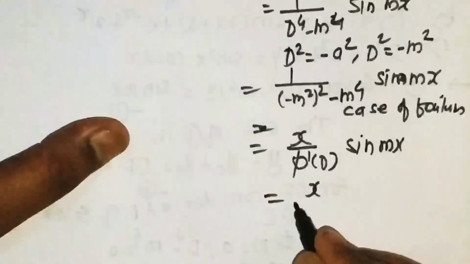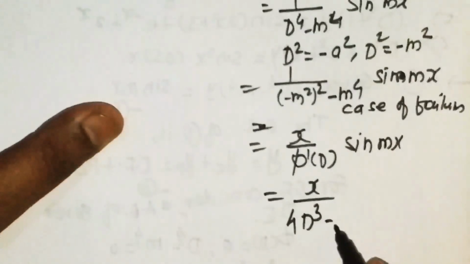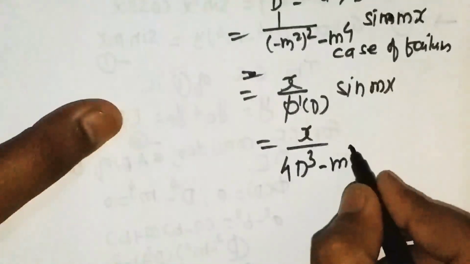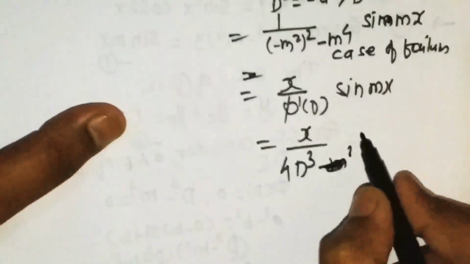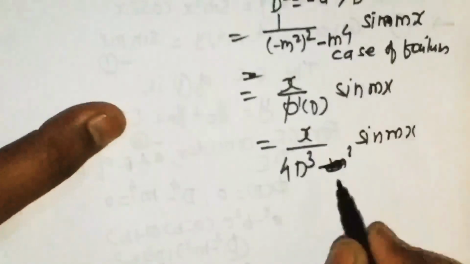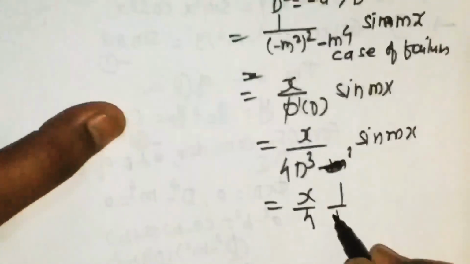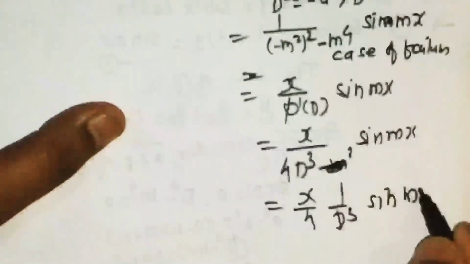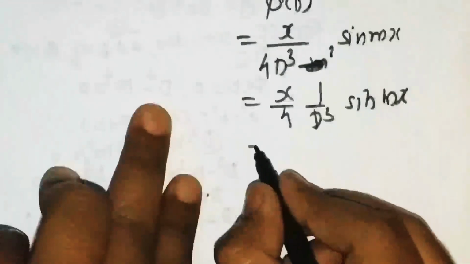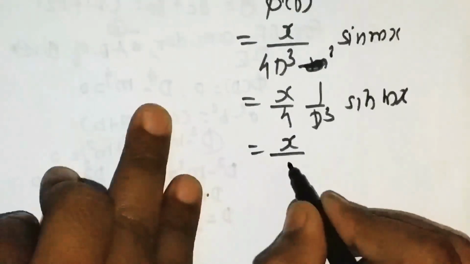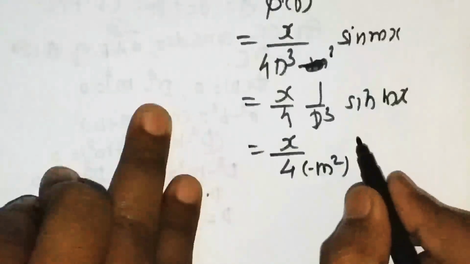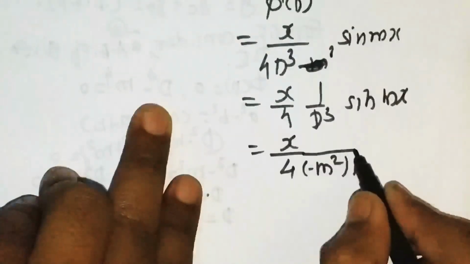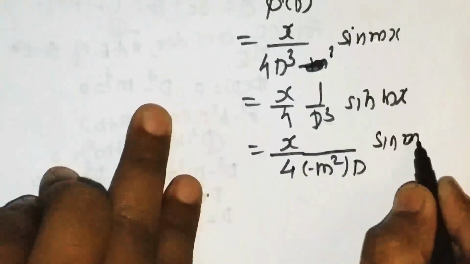So what is the derivative of phi of D? It is 4D cube minus m raised to 4, whose derivative is 0. So we have 4D cube and sin mx. So we have x by 4 as it is, 1 by D cube sin mx, right? Again, now you apply the shortcut method, replace D square by minus m square. So we'll have here minus m square, D cube can be written as D square into D, so minus m square, D, sin mx.